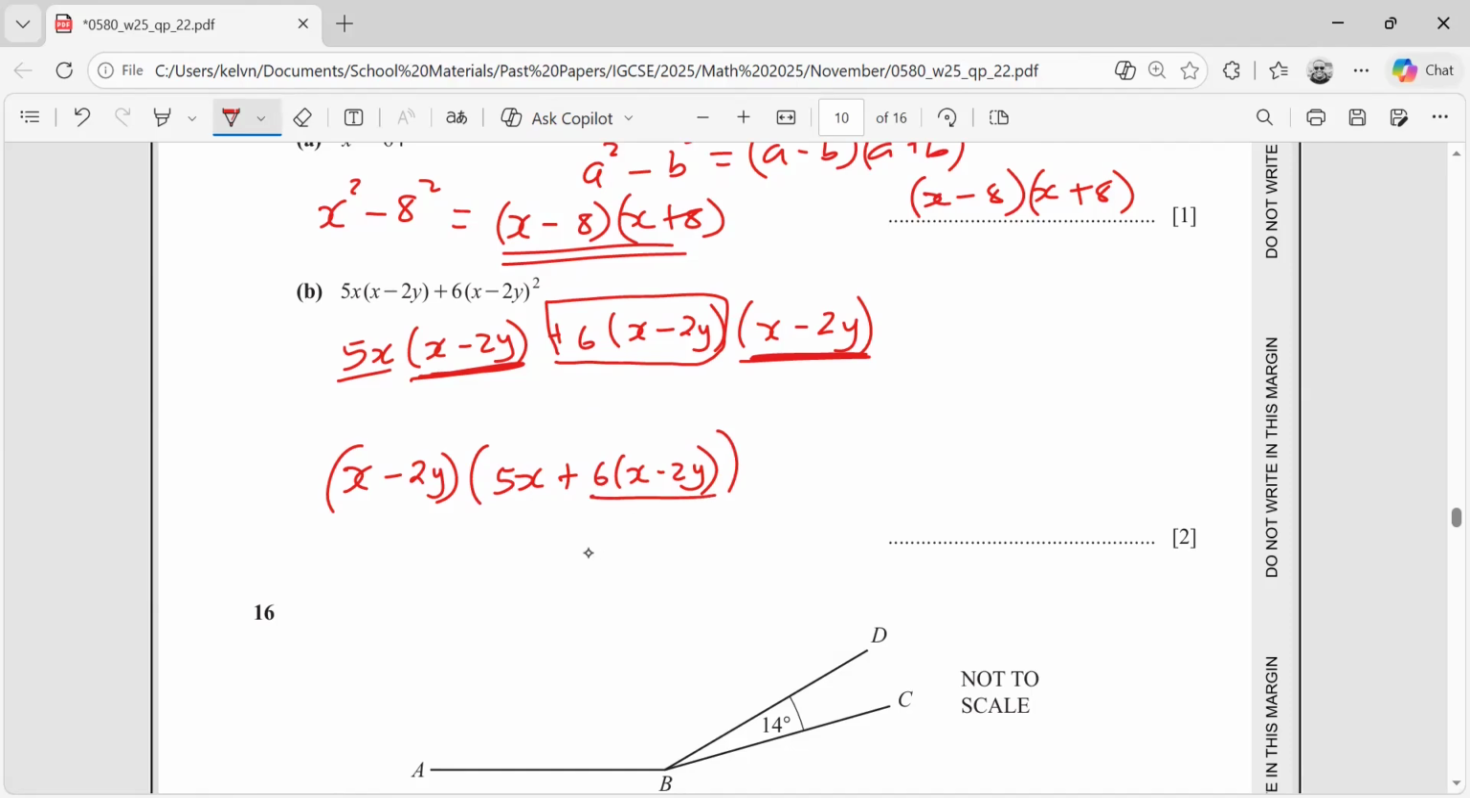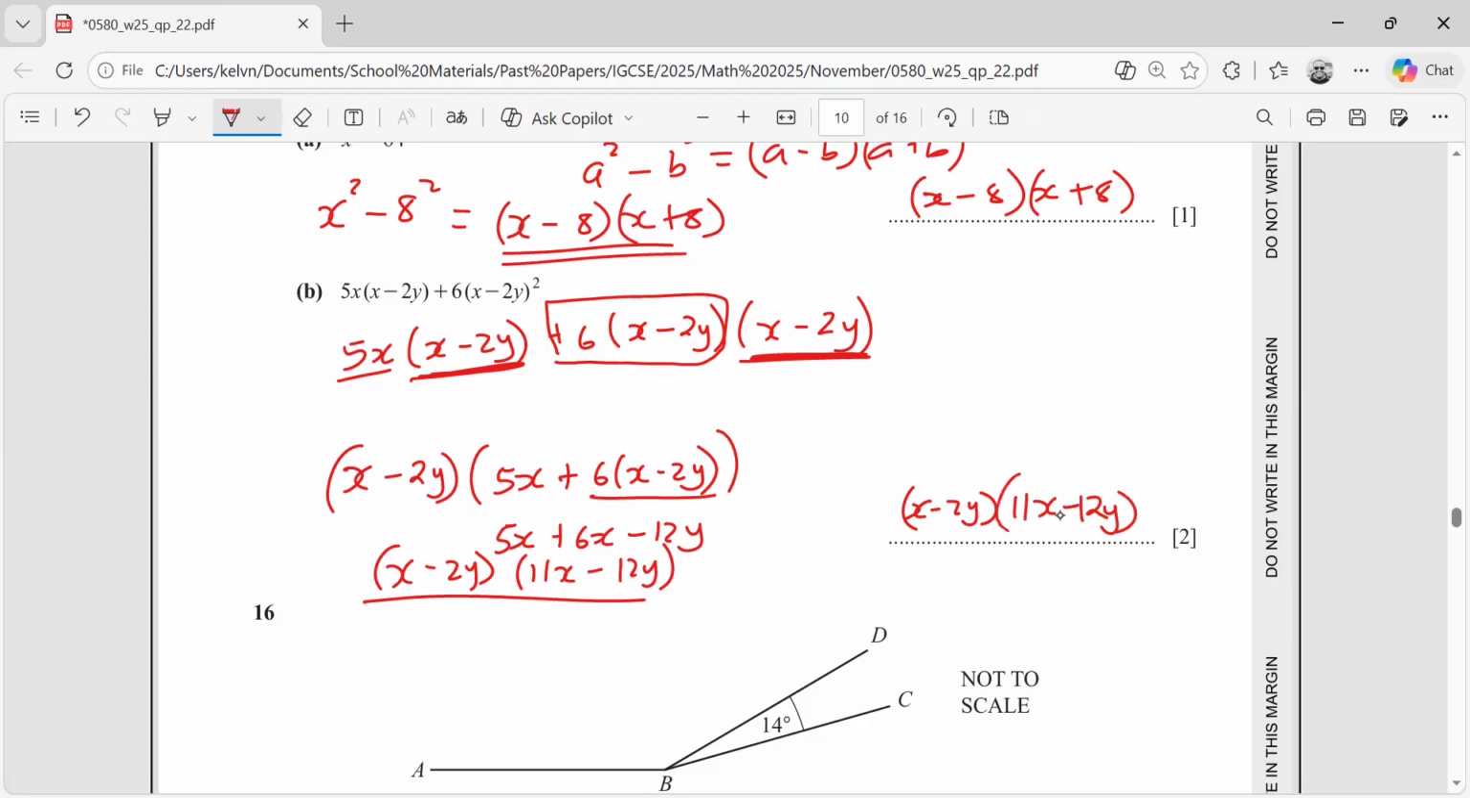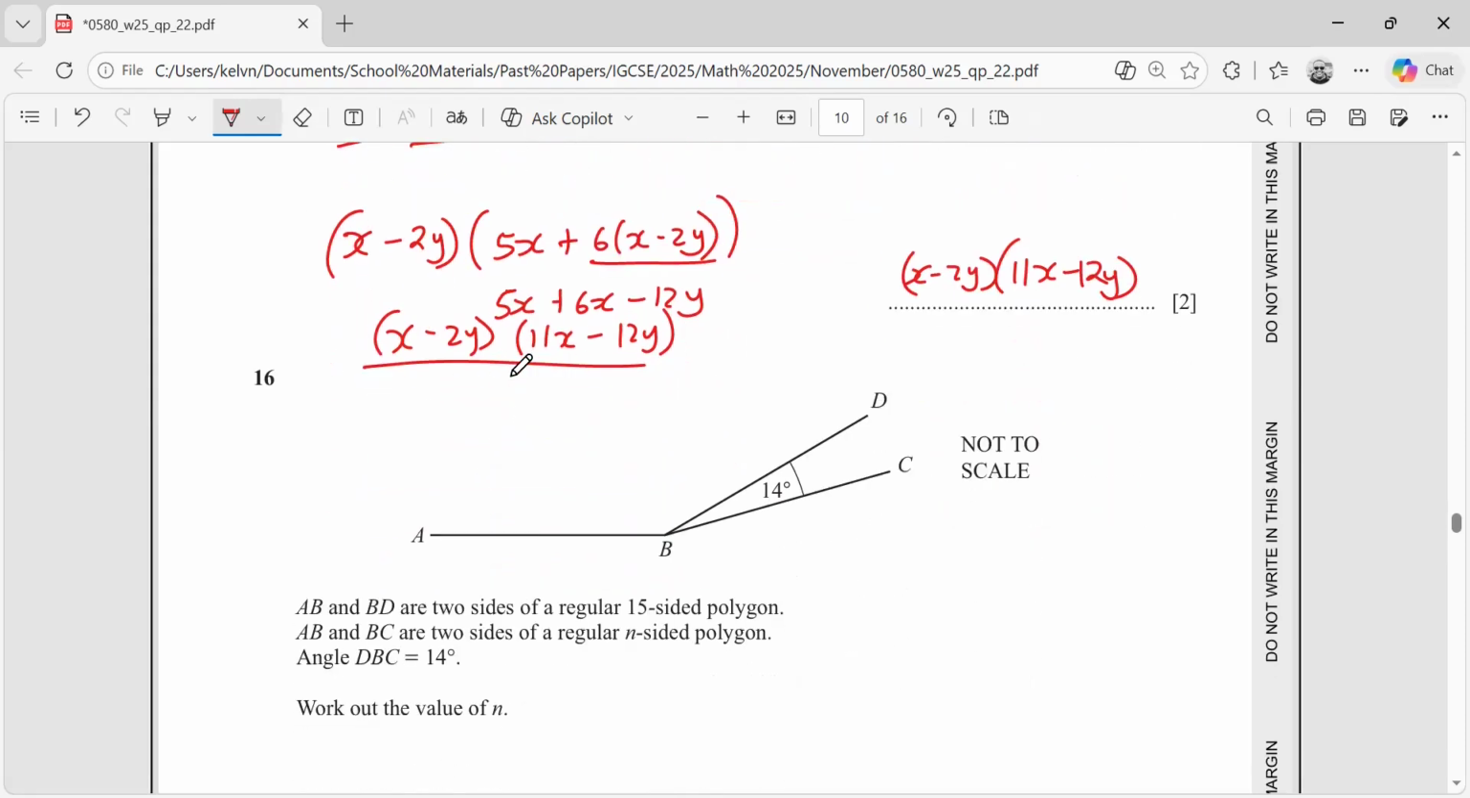Open this inner bracket. It will be 5x here plus 6x minus 12y. And then this can evaluate, because this can add up, we have 11x minus 12y. So the final answer will be x minus 2y times 11x minus 12y. So x minus 2y, 11x minus 12y. Basically from the idea of quadratic factorization. Okay, perfect. So let's move on to number 16.